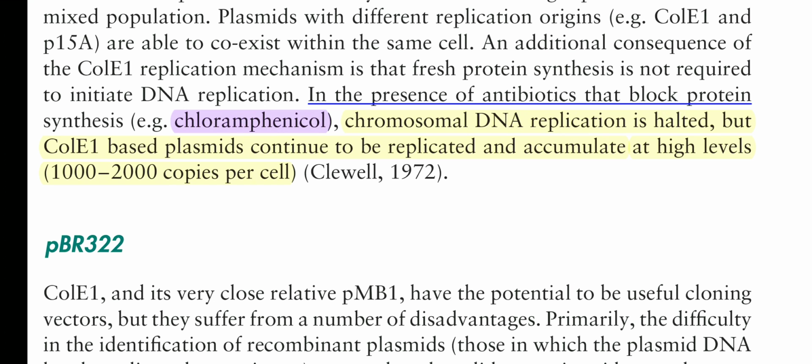We're talking about chloramphenicol. This chloramphenicol increases the plasmid number. Here it's written that chromosomal DNA replication is halted, but the ColE1 plasmid, in the presence of chloramphenicol, continues to replicate and accumulate to high levels of copies per cell. That means the plasmid per cell increases in the presence of chloramphenicol.